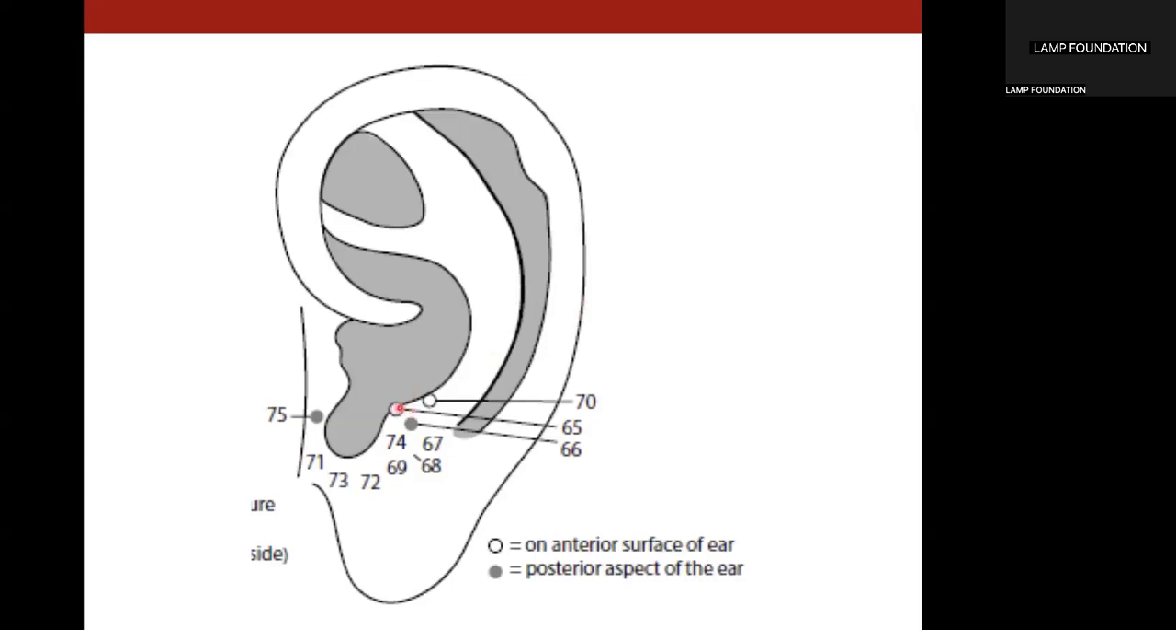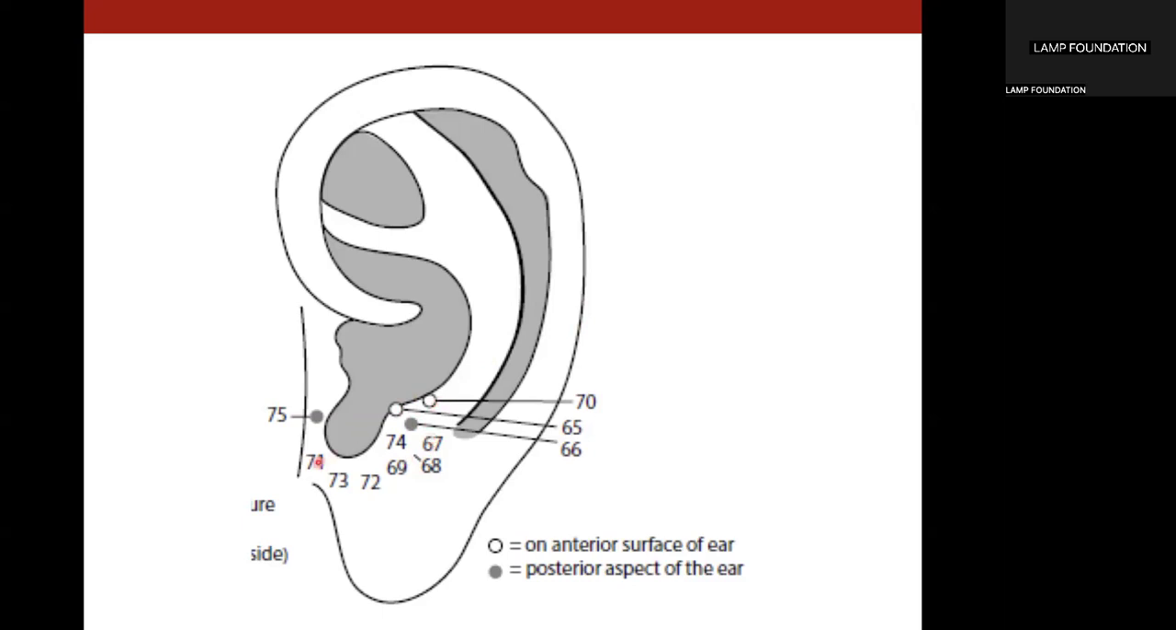If you remember, this is a very important extra point for wheezing, for asthma attacks. 66 is brain or subcortex point. It's located posteriorly. 67 to 69 would be occiput, temple, and the forehead. 70 would be the brain stem.